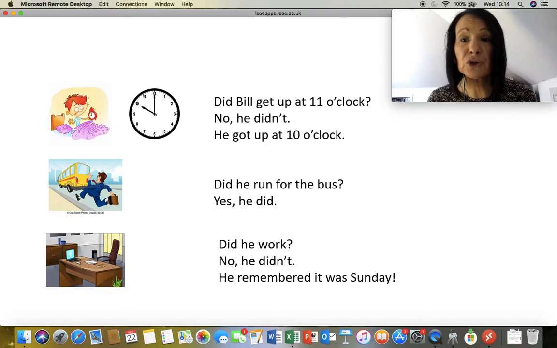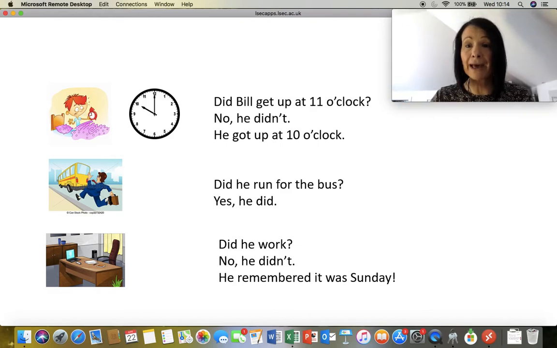That question, do you work at the weekend? We're using present simple tense because we're talking about now. We're talking about all the time.